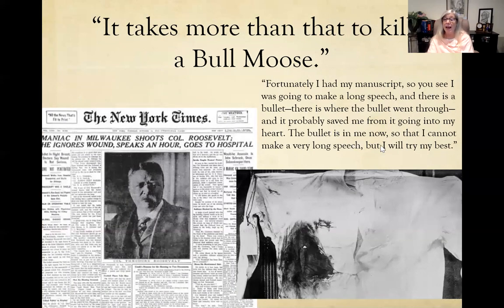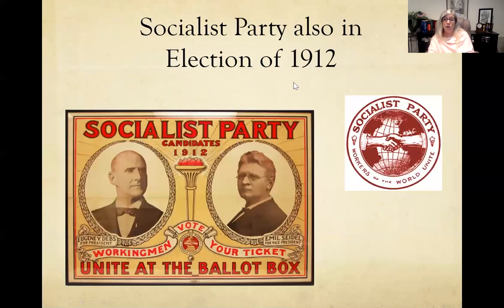The bullet is in me now so that I cannot make a very long speech, but I will try my best." So he gives the speech, and he says it's going to take a lot more than that to kill a bull moose, right? He's as stubborn, as big as this large animal. And so that's kind of where it comes from. But again, he was in Milwaukee, and he still talked for an hour before he went to the hospital. So again, it just kind of adds to the lore.